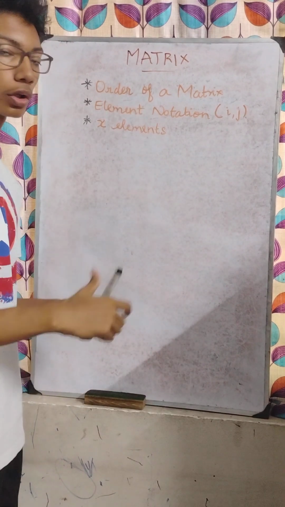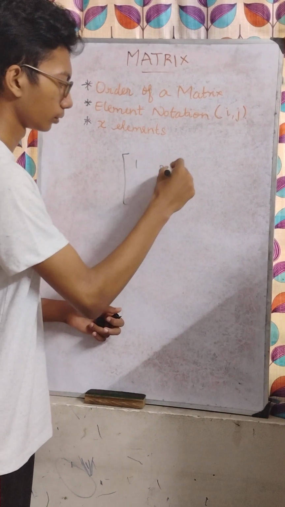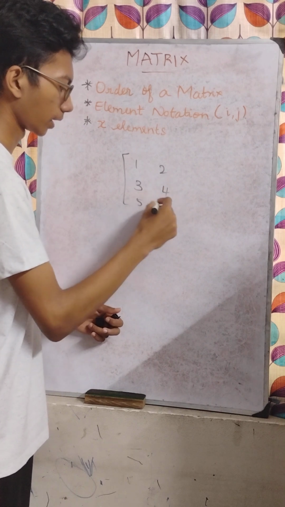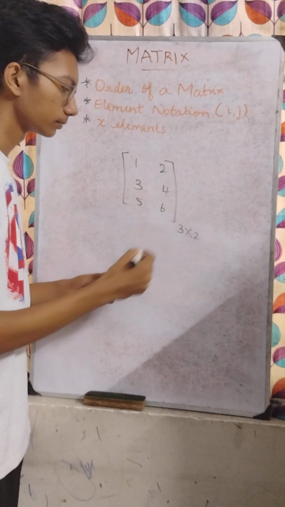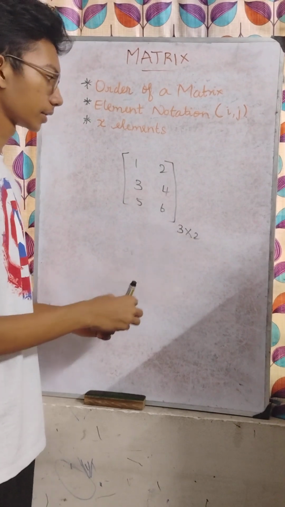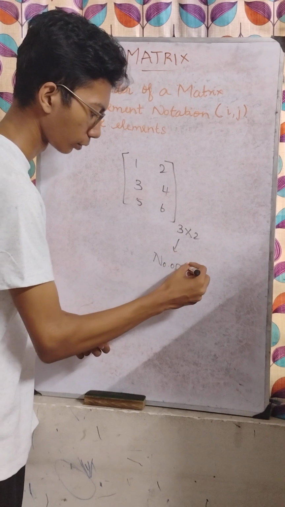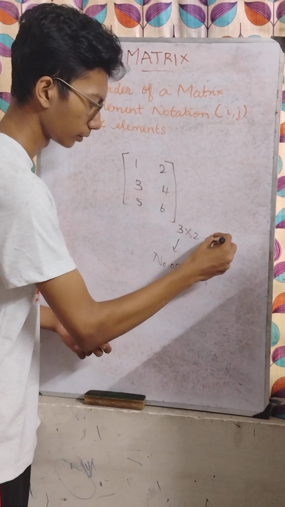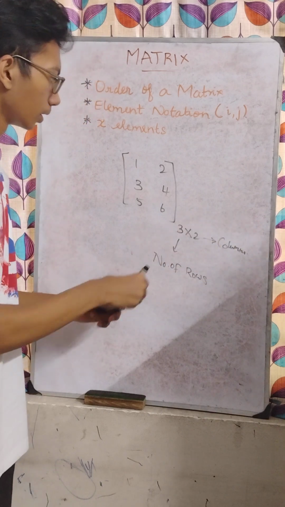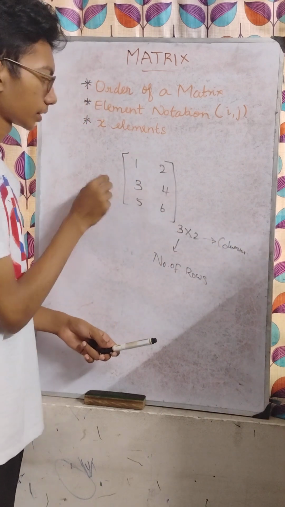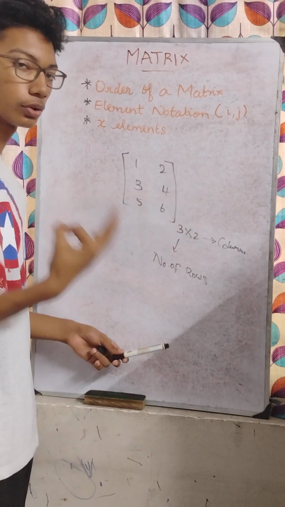Now what is the order of a matrix? Let's say we have a matrix like 1, 2, 3, 4, 5, 6. The order of this matrix is 3 cross 2. What is this order of a matrix? The 3 is the number of rows and 2 is the number of columns. Here, this is one row, this is another row, this is another row. So we have 3 rows in this.